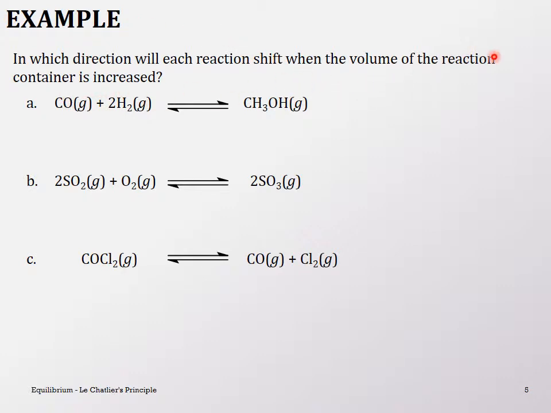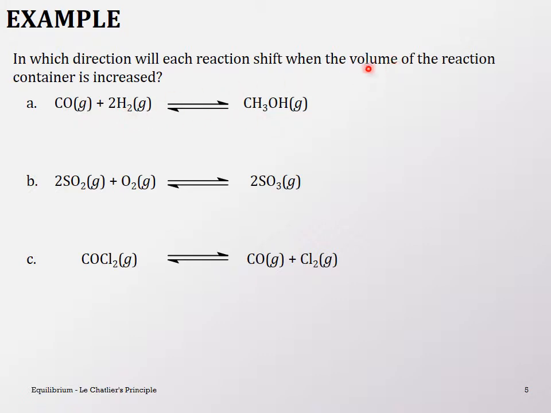So volume of reaction is increased, meaning that pressure is decreased. All right. So here we have the first one. Here you have carbon monoxide and hydrogen to give you methanol. So here we have a total of 3 moles. Here you have a total of 1 mole. So more moles over here.